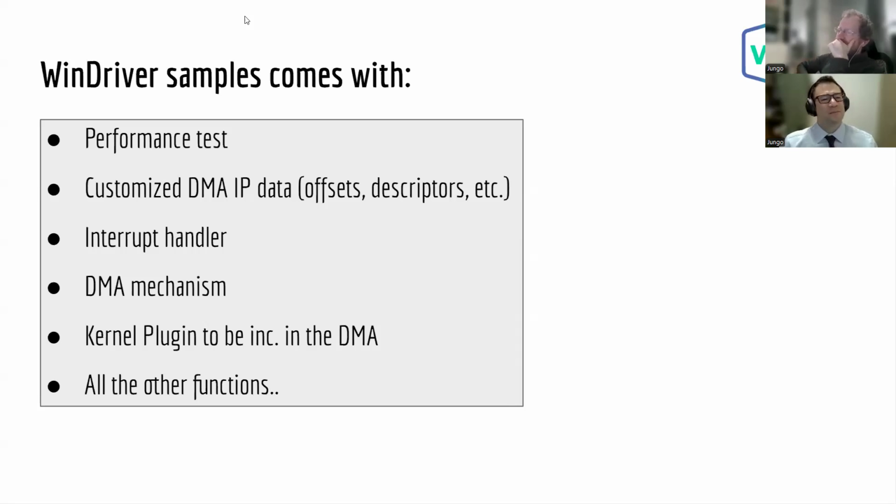Now, when we talk about WinDriver, as Uriah explained about the example projects, those are hardware designs that will allow you to burn your device with a DMA compatible hard IP. From there, what you would need is the example code that would go along with that. And that is what our samples are.